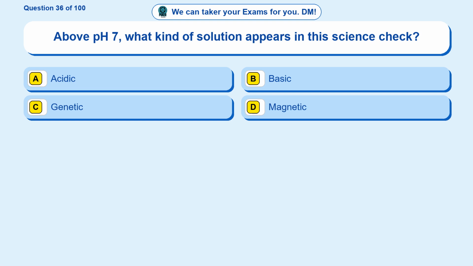Question 36. Above pH 7, what kind of solution appears in the science check? Option A, acidic. Option B, basic. Option C, genetic. Option D, magnetic. The correct answer is option B, basic.